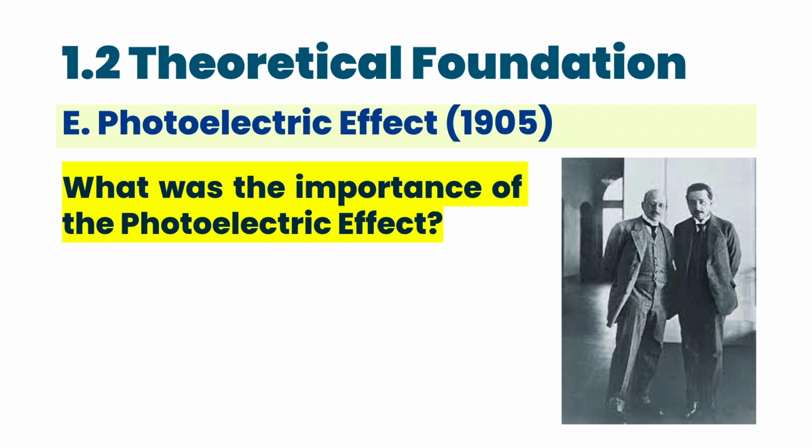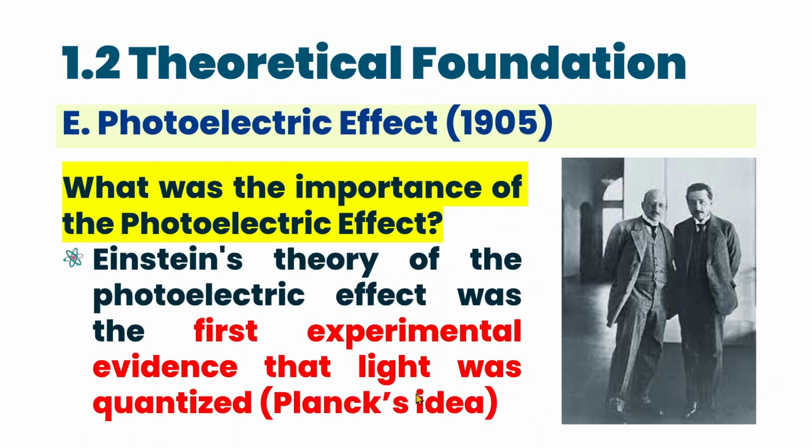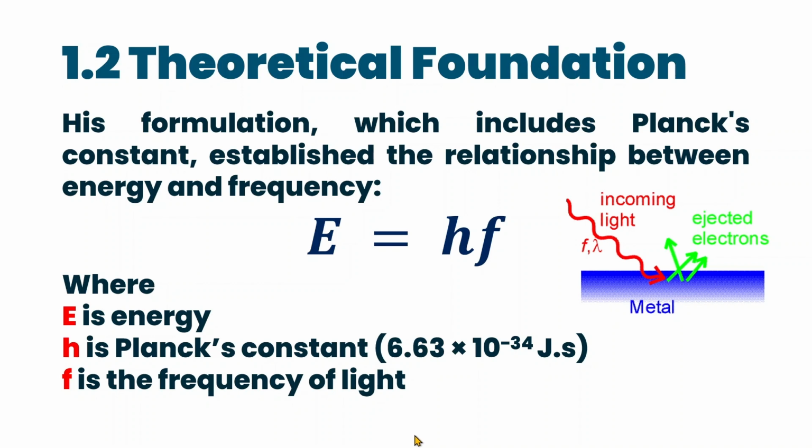So, what was the importance of the photoelectric effect? Einstein's theory of the photoelectric effect was the first experimental evidence that light was quantized. Remember Planck's idea? His formulation, which includes Planck's constant, established the relationship between energy and frequency. In this equation, energy is equal to Planck's constant multiplied by the frequency of light. So E equals h, which is 6.63 times 10 raised to negative 34 joule-seconds, multiplied by the frequency of light.